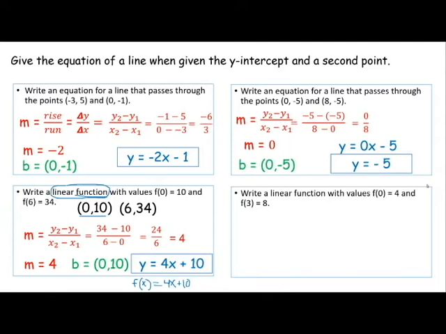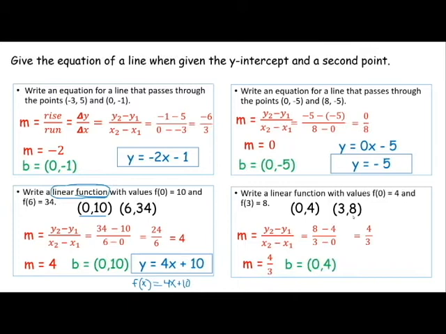One last example of this, I'd recommend pausing the video, trying this on your own, seeing if what you get matches what I get. I'm going to assume you've already done that, and I'm going to go ahead and keep moving forward. This is the coordinate (0, 4). 0 is my input, 4 is my output, and the coordinate (3, 8). 3 is my input, 8 is my output. I plug those into my slope formula. I get a slope of 4/3.